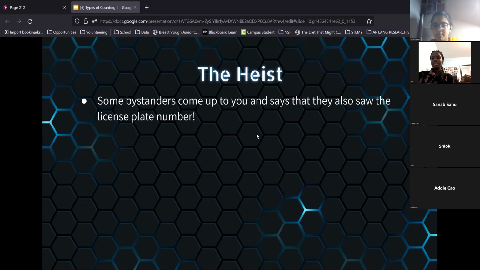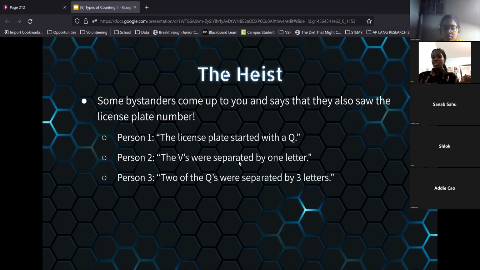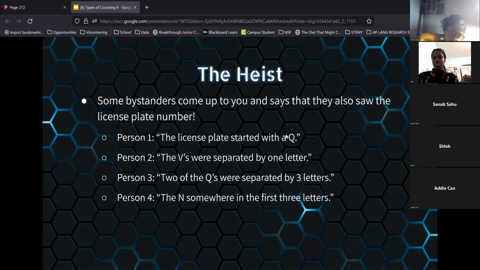And so some bystanders came up to you and say that they also saw the license plate number, and they give you some clues. The first person says that the license plate started with a Q. The second person said that the Vs were separated by one letter. The third person says two of the Qs were separated by three letters. And the last person says that the N was somewhere in the first three letters. So based on these clues, what was the license plate number?